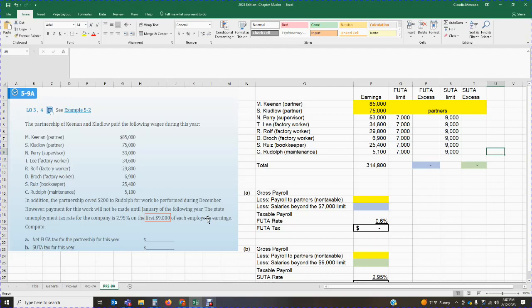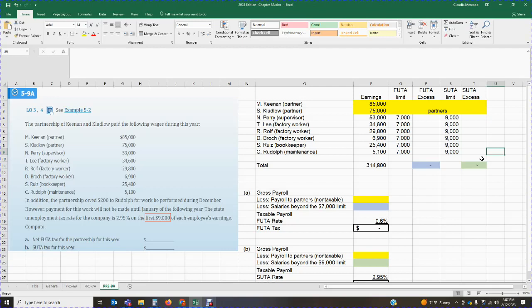What I did, class, is I basically copied the same data over to the right hand side. I just got the name of the employees and their earnings. I entered some additional columns: my FUTA limit, my FUTA excess, my SUTA limit, and my SUTA excess. This is for simplicity of you visualizing what is not going to be taxable, that is, how much of the wages that this employee makes will not be taxed for FUTA and SUTA.